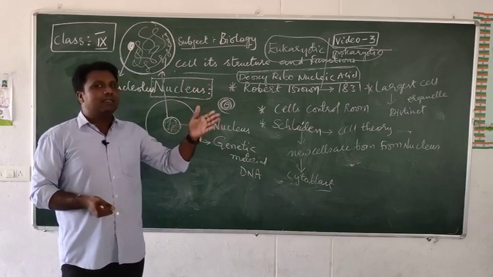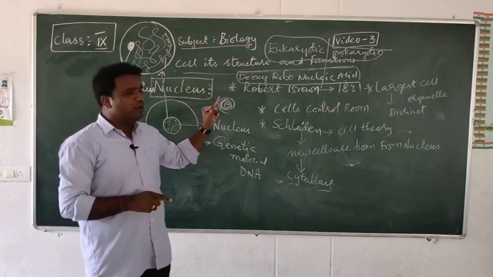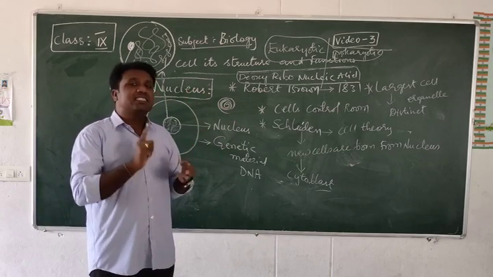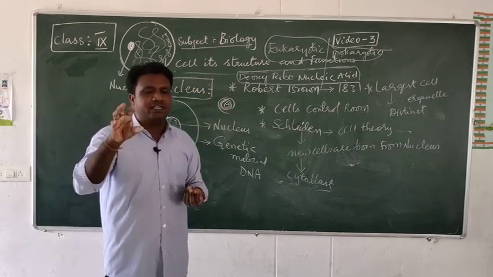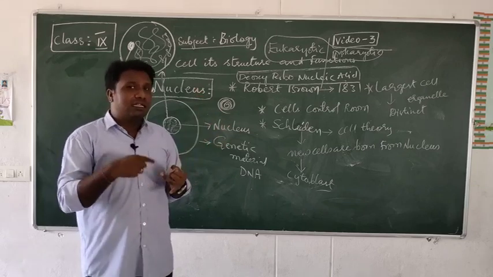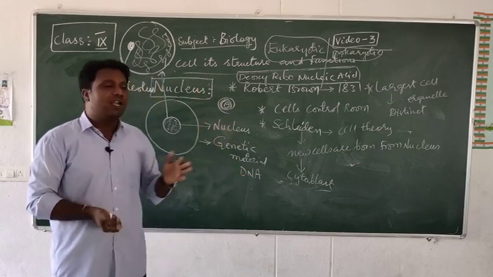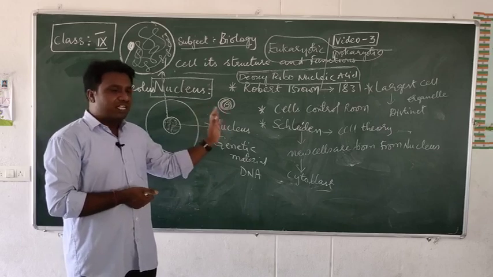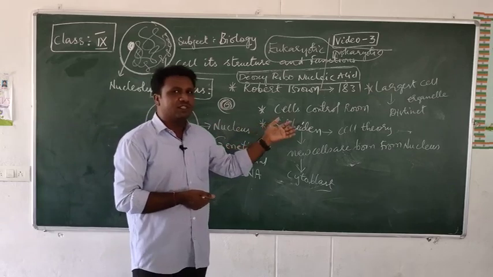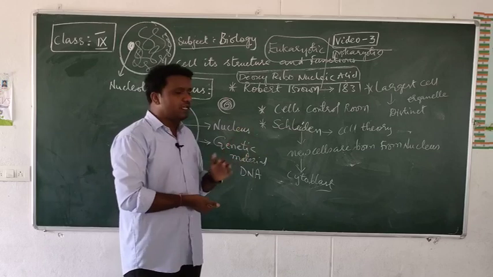So let us recall once. Who discovered the nucleus? Robert Brown. In which year? 1831. It is one of the largest and a distinct cell organelle. Largest means you can see it very clearly even under a compound microscope. And what are the other names and roles? Like the cell's control room, and in the beginning it was called the cytoblast. Who called it that? Schleiden, one of the important scientists who proposed a theory called cell theory. He stated that new cells are born from the nucleus, and he called it cytoblast.